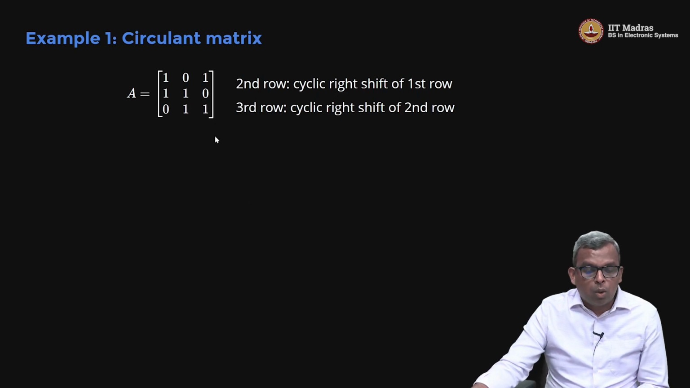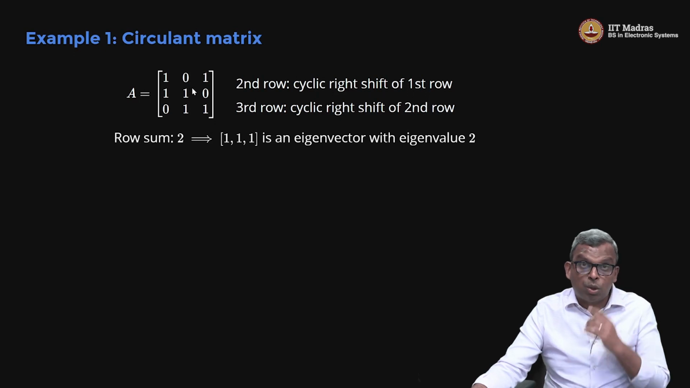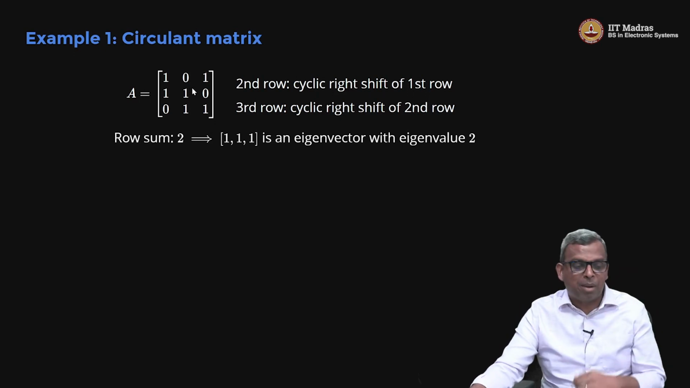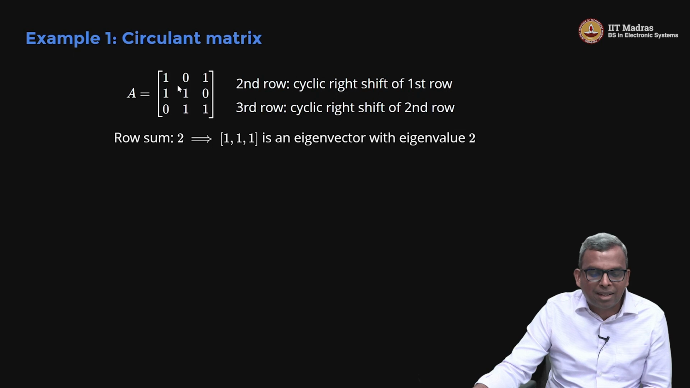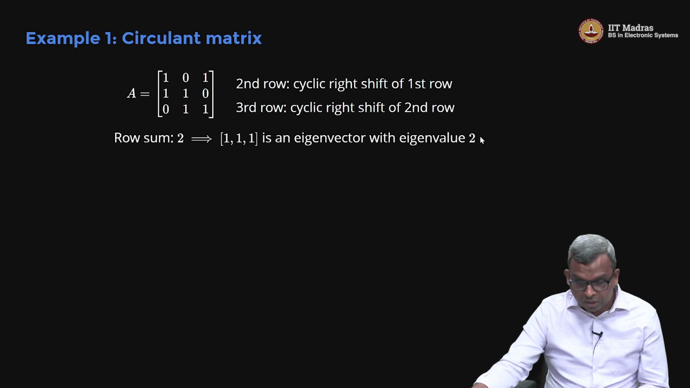Now, how do I find the eigenvalues and eigenvectors? The first thing you should always do is our row sum idea. If it's a circulant matrix, the same entries will come in every row, so the row sum will be the same. So 2 will be an eigenvalue and 1 1 1 will be an eigenvector with eigenvalue 2. This is an easy thing for us to evaluate.